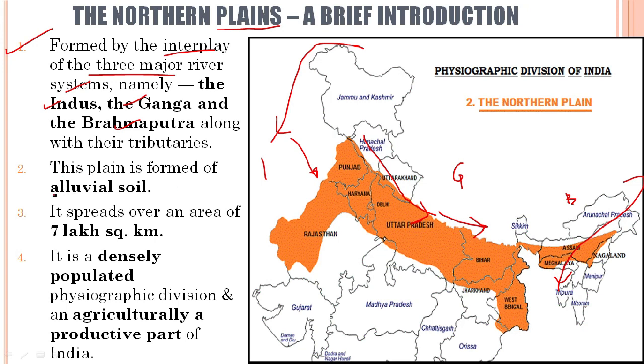Now this plain is formed of alluvial soil. Students, this is one of the most important points. When we come to all these Himalayan rivers, we see that they descend from a height, very high mountains. They descend from very high mountains.